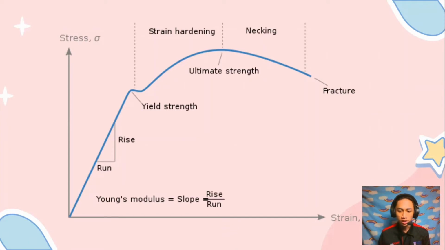So this is an example of a graph of stress versus strain. We can see there the ultimate strength, and the slope of the graph is the Young's modulus. So that's all from me.